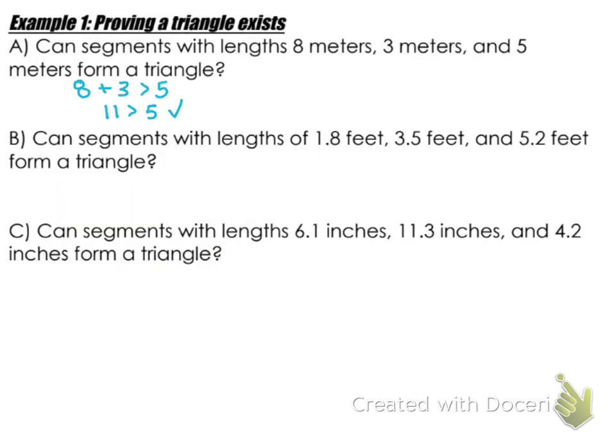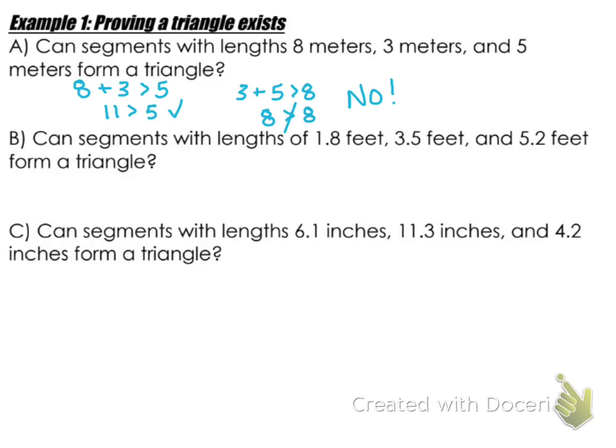So our first problem says, can segments with lengths 8 meters, 3 meters, and 5 meters form a triangle? So I check my first two. 8 plus 3, is that greater than 5? Yes, it is. 3 plus 5, is that greater than 8? No, it is not, because 8 equals 8. So it is not greater than 8. Therefore, these cannot form a triangle.